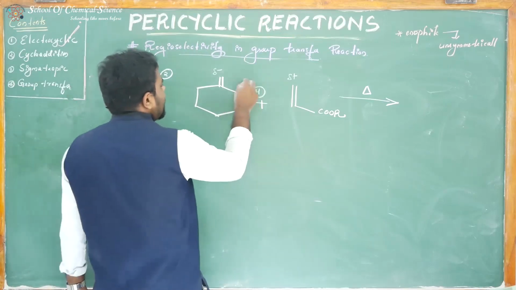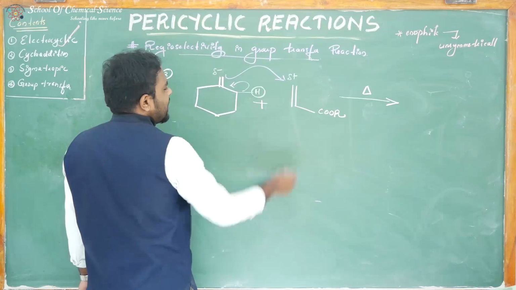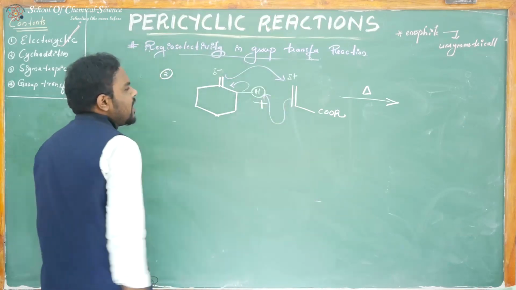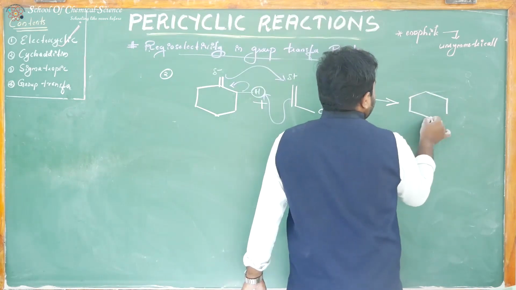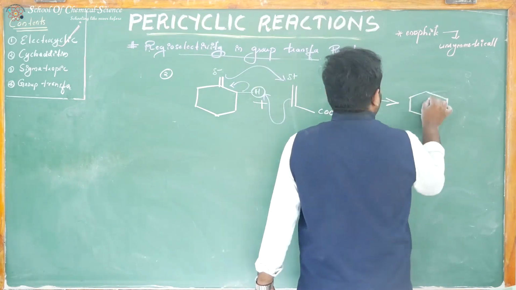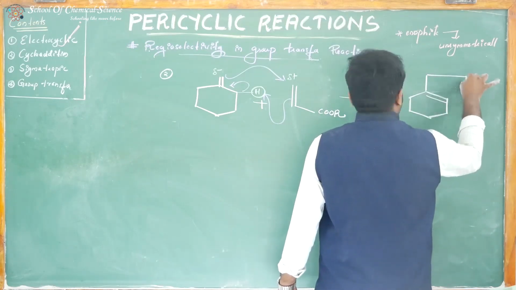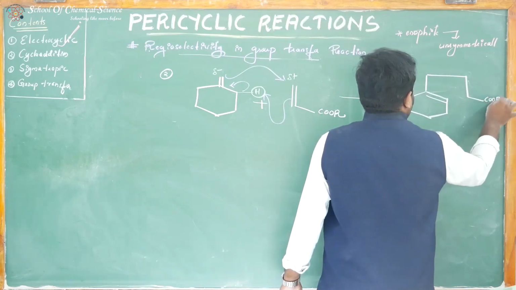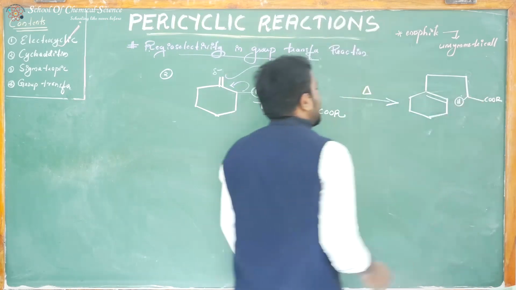What will be the reaction? The carbon hydrogen sigma bond will make a pi bond here. This will interact with the positively charged carbon. This pi bond catches up the hydrogen. So what will be your product? A 6-membered ring as such. Here a pi bond is formed between 1 and 2. This third carbon is connected to this one, and here a COOR is present, and also a hydrogen.